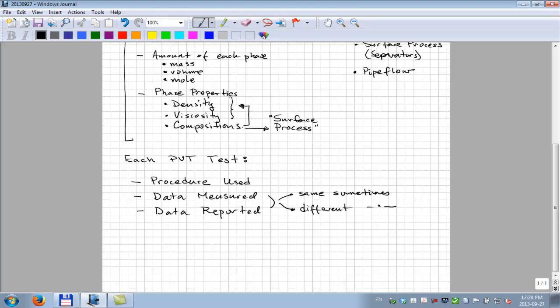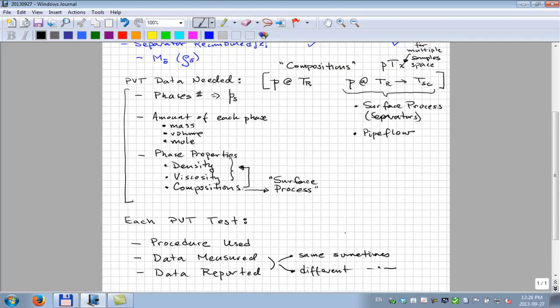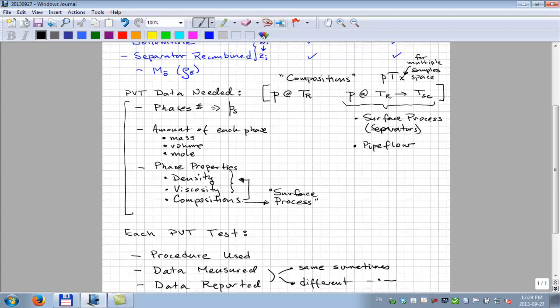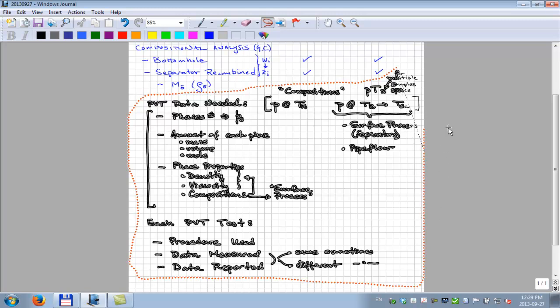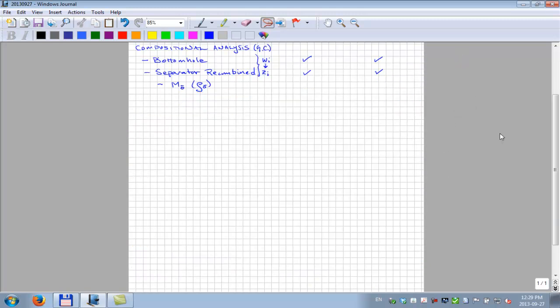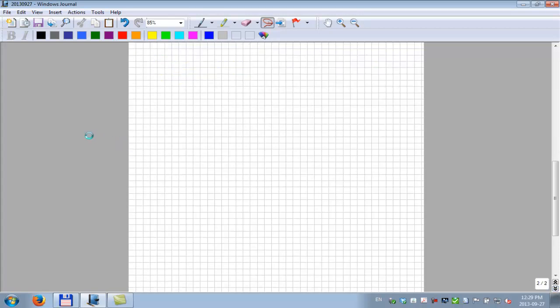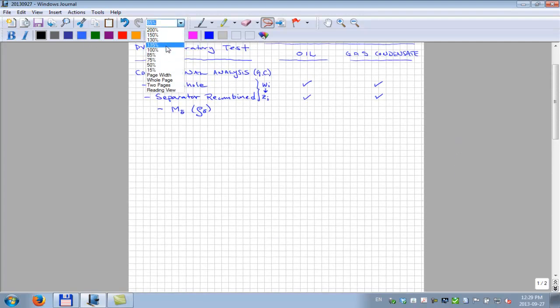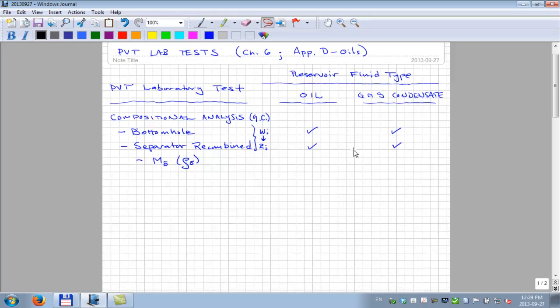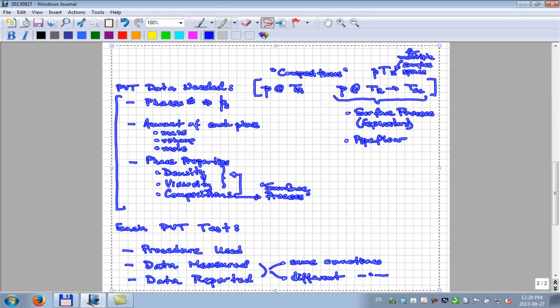Okay. What I'm going to do here is give myself some more writing space. Put that down here. And then I'll just continue on listing the different types of tests here. Okay? Whoa.